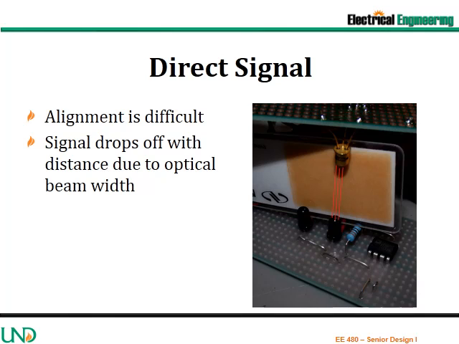This is a picture of aligning the laser diode with a photodiode. Red lines are added to give perspective of the path of the infrared light. The photodiode on the right results in a positive output from the receiver. The photodiode on the left results in a negative output from the receiver.